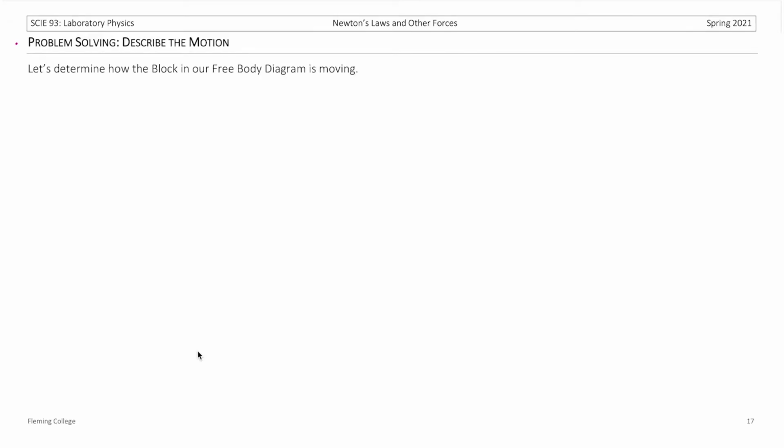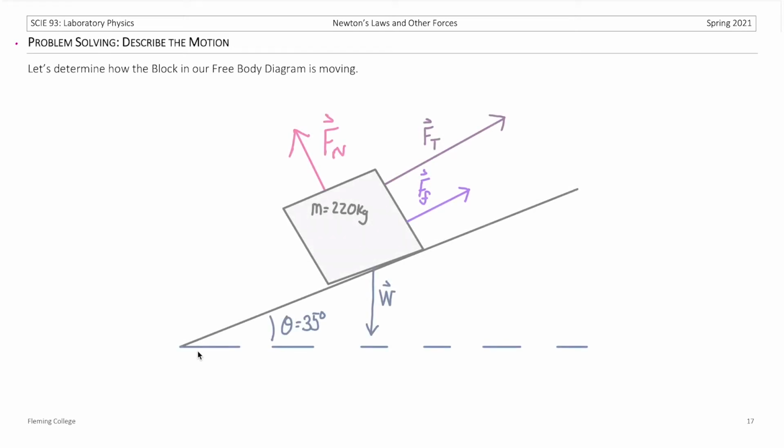The second problem we're going to look at asks us to describe the motion of the block we used in our free body diagram example. So let's pull up our free body diagram. And if you recall, we were told that the force of tension had a magnitude of 1,130 newtons, and the force of friction had a magnitude of 636 newtons. We weren't given any other forces, but we were given the mass of the block as 220 kilograms.